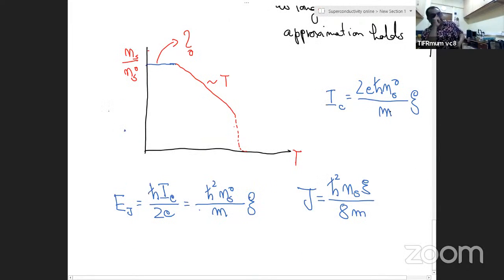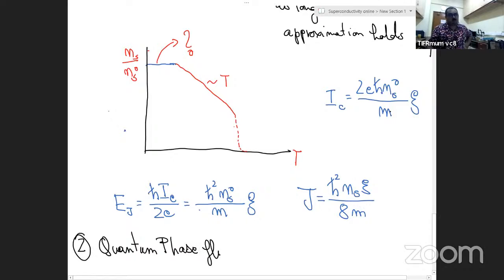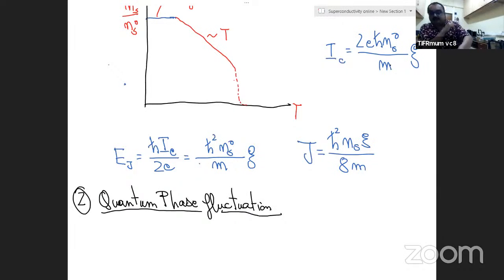To understand why at low temperature I see this kind of flattening, I have to now consider the second kind of phase fluctuation that I have been talking about, which is quantum phase fluctuation. Now, quantum phase fluctuation, before we do any mathematics, let us try to understand this a little bit physically.